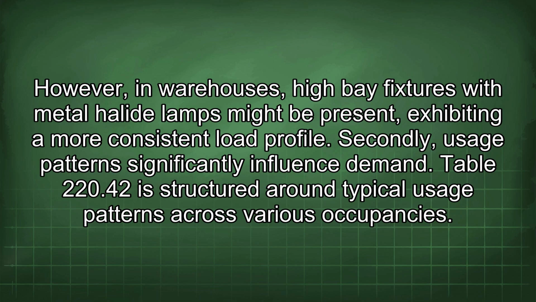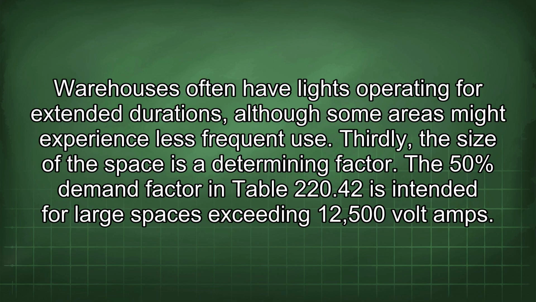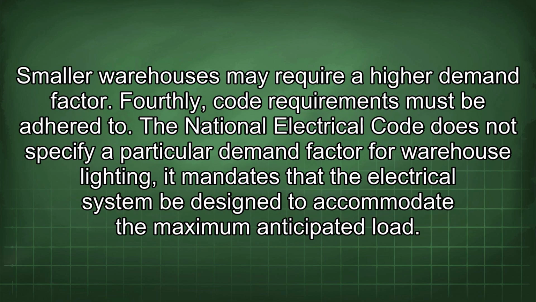Secondly, usage patterns significantly influence demand. Table 220.42 is structured around typical usage patterns across various occupancies. Warehouses often have lights operating for extended durations, although some areas might experience less frequent use. Thirdly, the size of the space is a determining factor. The 50% demand factor in Table 220.42 is intended for large spaces exceeding 12,500 volt amps. Smaller warehouses may require a higher demand factor.